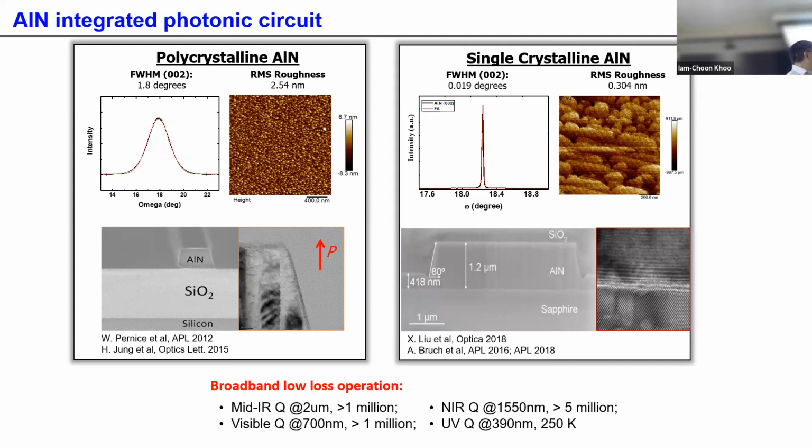The typical quality factor with the polycrystalline material is around 1 million at telecom wavelengths. But for the single crystalline material, we got 5 million. And now we are trying to push to 10 million quality factor. You can also operate this device down to the UV band. Right now at 390 nanometers, we have a quarter million Q. The quality factor really tells you how much loss there is in your material.